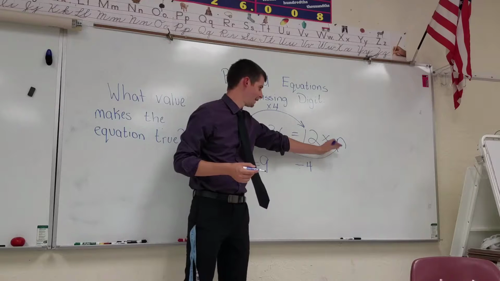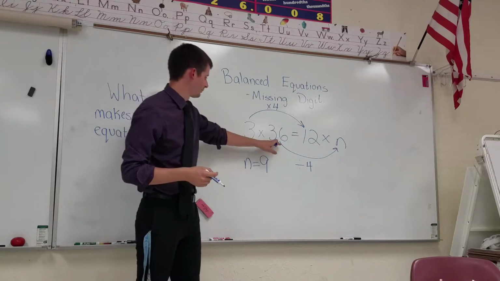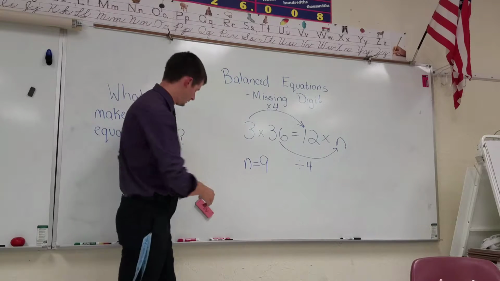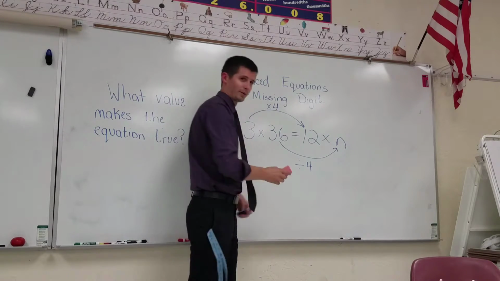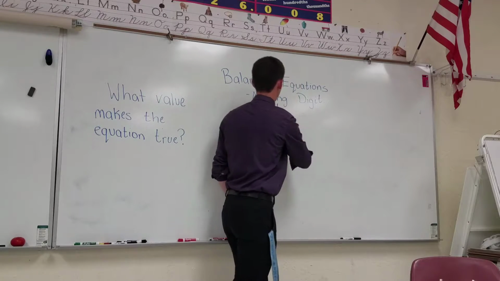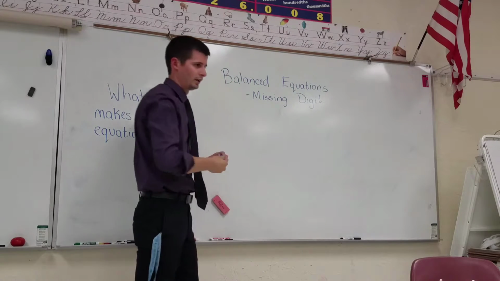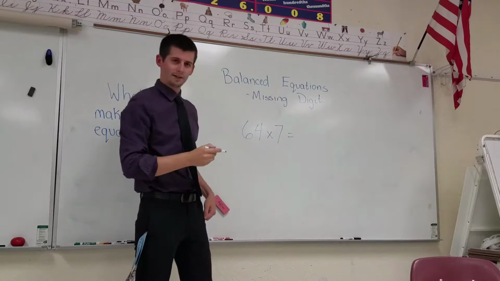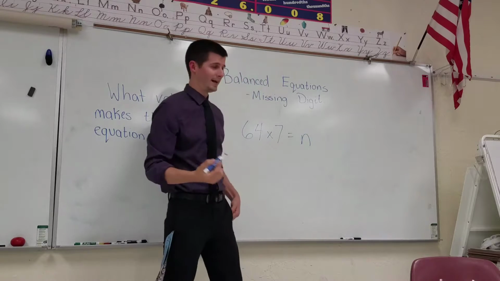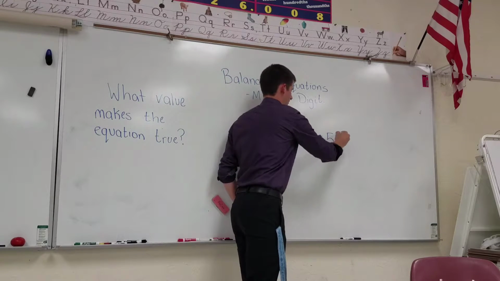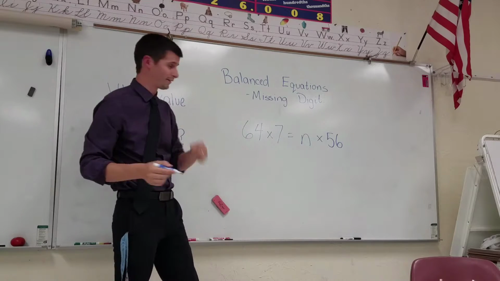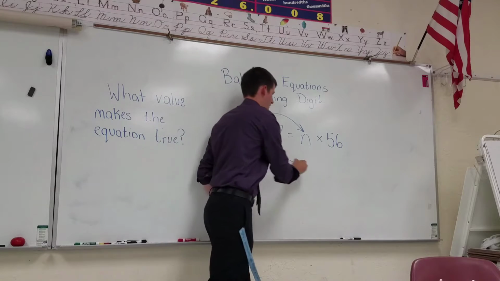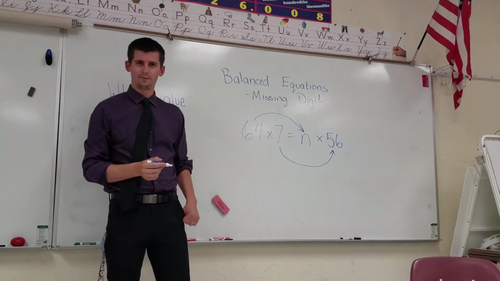So if I was to plug in 9, multiply 9 and 12, and then I solve 3 multiplied by 36, I should get the same answer. And you do, because they are balanced. I have one more example for you. This one's going to be a little different. And we're going to have 64 multiplied by 7, and that's going to equal an unknown number, so n multiplied by 56. So again, I'm going to connect my first two factors, so I'm going to connect 64 and n, and my second two, 7 and 56.